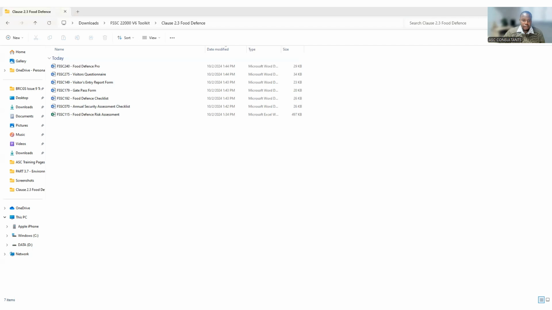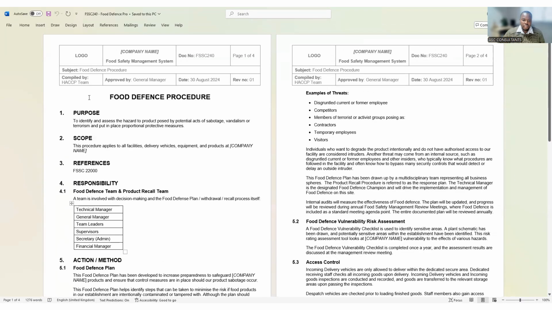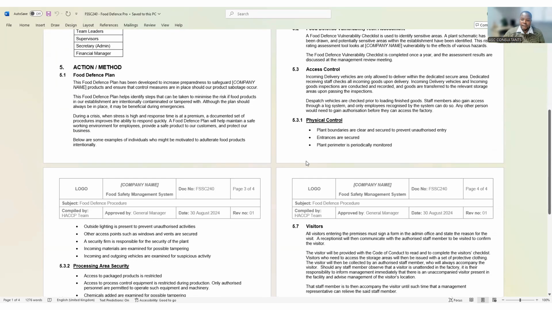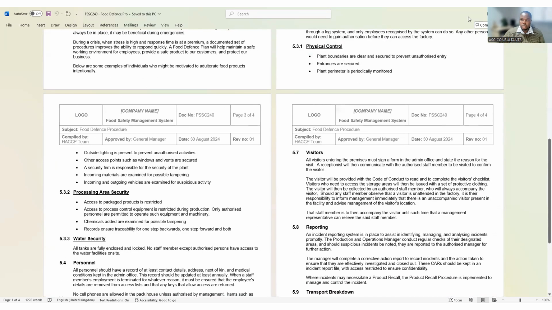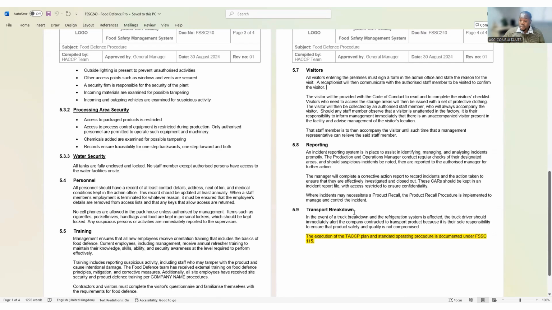Let's see, here it is. So this is our procedure. It looks at, of course, the basic structure of compiling the procedure, the responsibilities, the action method, how we're going to do it, the food defense vulnerability assessment that we are doing. We're saying that we're going to do it annually, the access control, how we're going to do it, and then specifying the different measures that we implement to ensure access control. Then the visitors, what is expected of them, the reporting, and also the most important thing, the transport breakdown, what will happen in such a scenario.